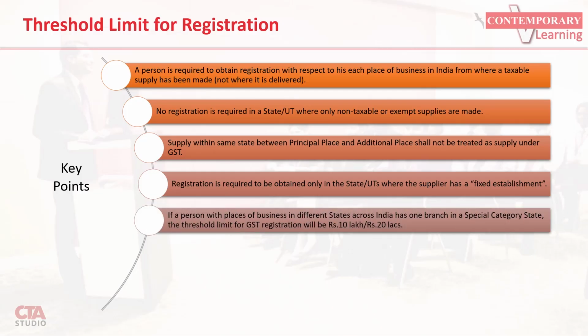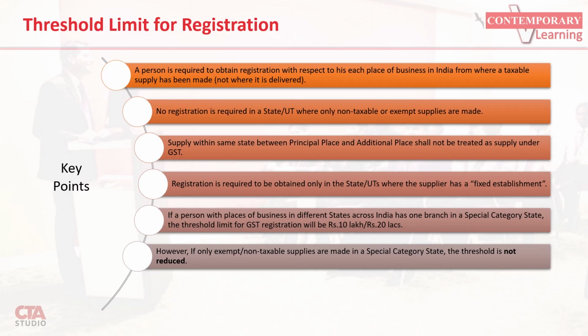Fifth, here's the critical point. If a person with places of business in different states across India has one branch in a special category state, the threshold limit for GST registration will be 10 lakh or 20 lakh rupees for the entire business, not just for the special category state operations. However, if only exempt or non-taxable supplies are made in a special category state, the threshold is not reduced. This prevents unnecessary burden on businesses that have minimal taxable operations in these states.